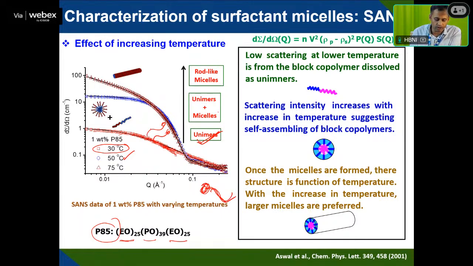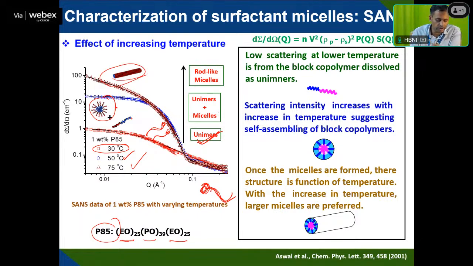So that structure you will be able to see only in the case of unimer, that is at 30 degrees centigrade. When you go to 50 degrees centigrade, some of the unimer convert to micelles. So you have a mixture of unimer and micelle here. Whereas if you go to 75 degrees centigrade, you will be able to see rod-like micelle structures.